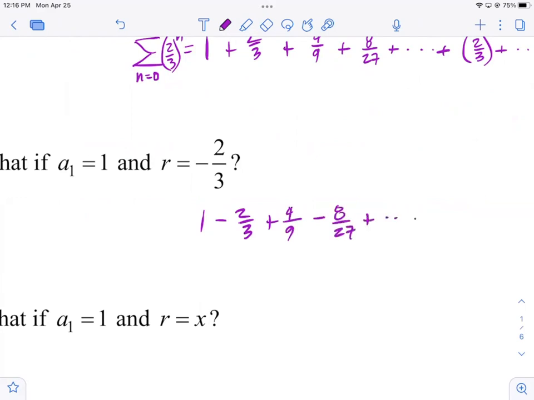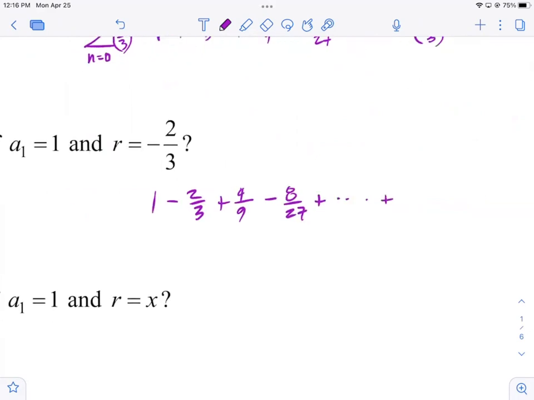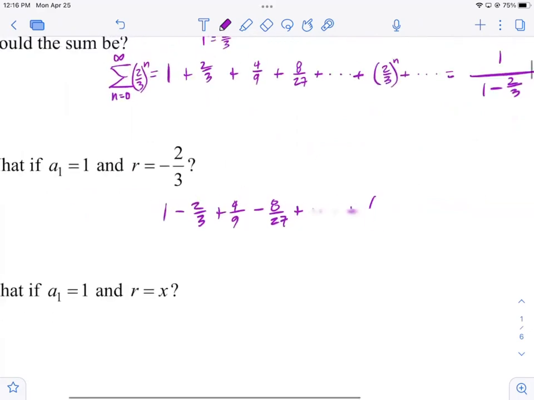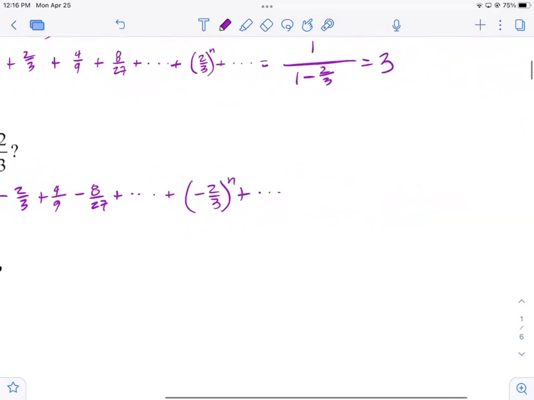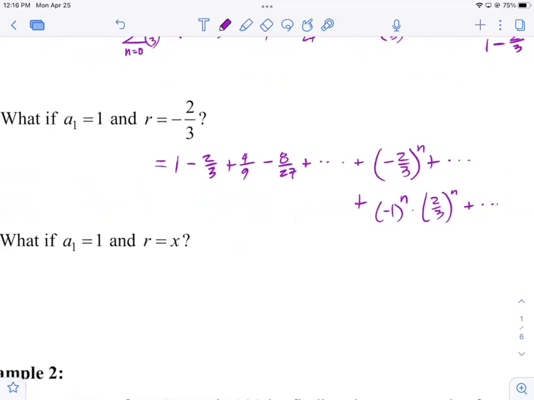So that's one way to write it. If we wanted to do the general term, what would that be? Negative 2/3 to the n plus dot, dot, dot. You could do it like that, right? Or you could even separate that, because it is an alternating series: negative 1 to the n times 2/3 to the n. Yeah, that would work too. You can collapse this down into sigma notation from n equals 0 to infinity of negative 2/3 to the n.